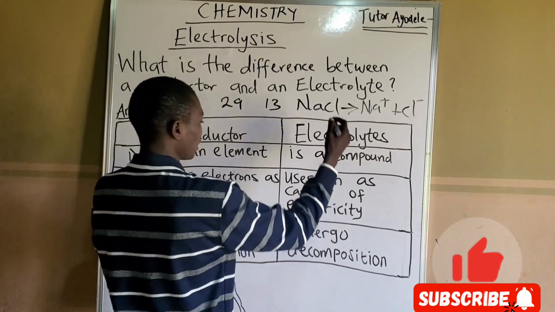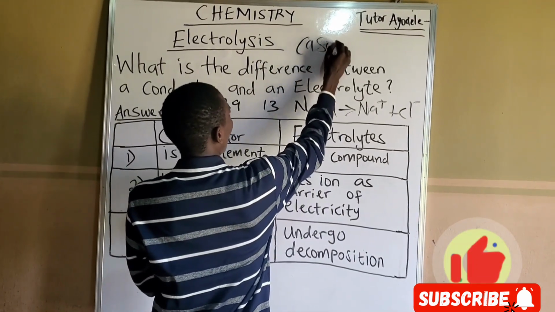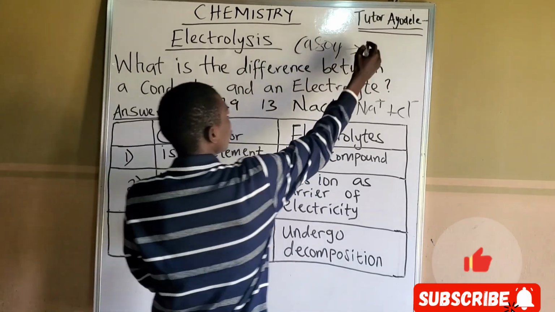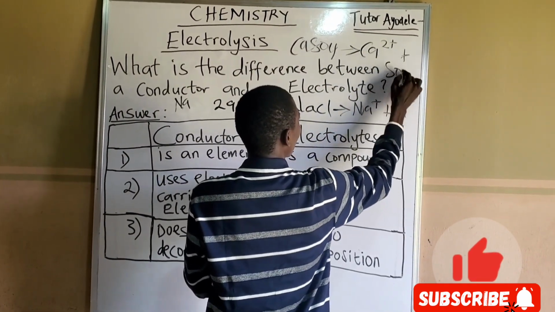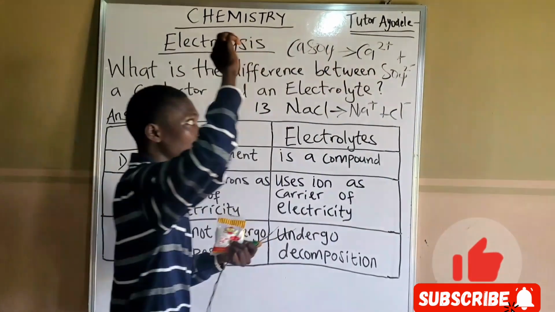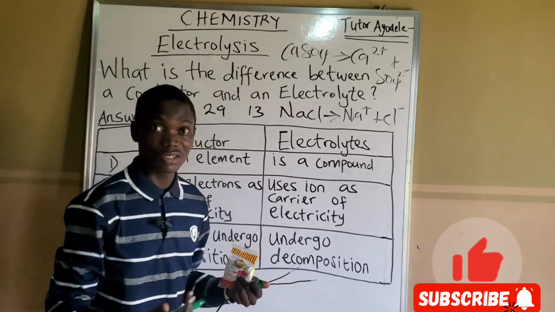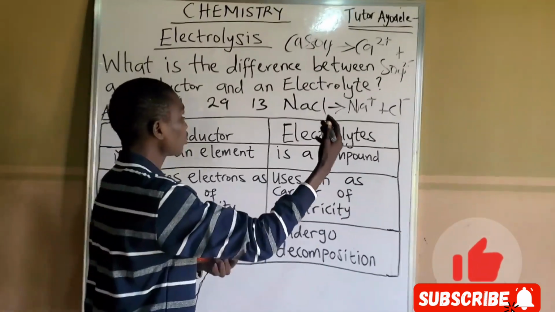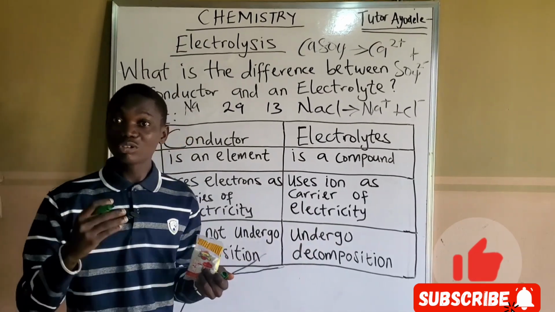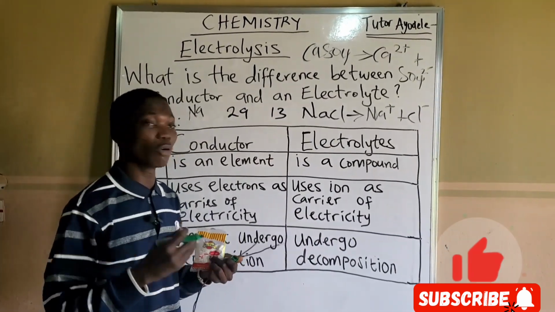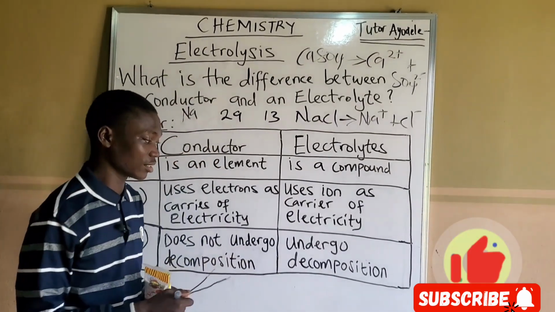Let me give you another example of an electrolyte. CaSO4, when you decompose this, it will give you Ca2+ and SO4 2-. So electrolytes can decompose. This is another electrolyte. Give me another electrolyte. All those acids, bases and salts are electrolytes. So you don't need to think too much. Acids, bases, and salts, they are what? They are electrolytes.